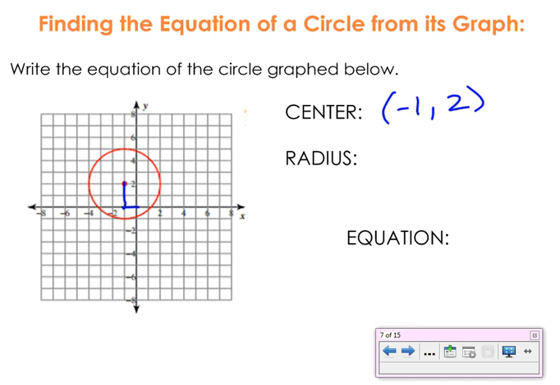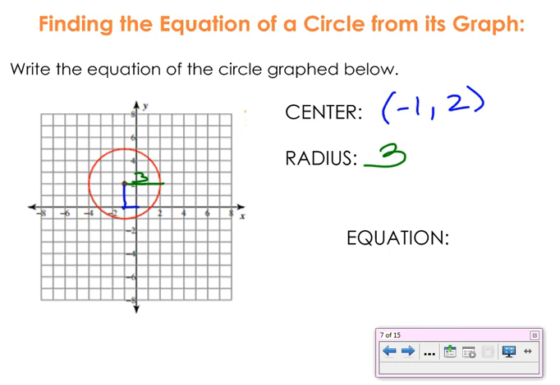Now we have to find our radius. When we're finding our radius, all we have to do is count from our center point to an outside point on the circle. So 1, 2, and 3. So our radius has a value of 3. And now we just have to plug it back into that equation.